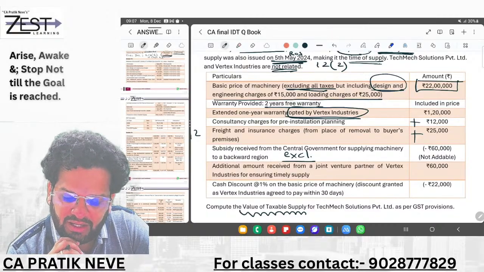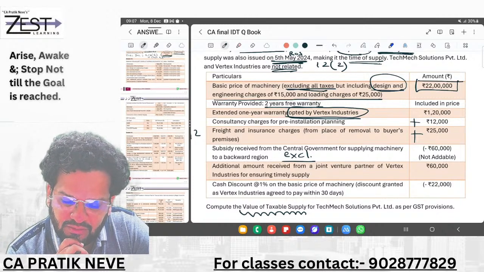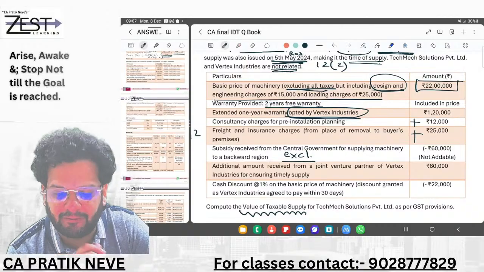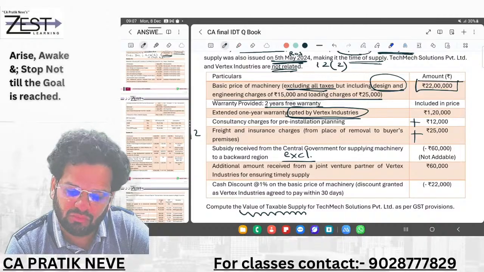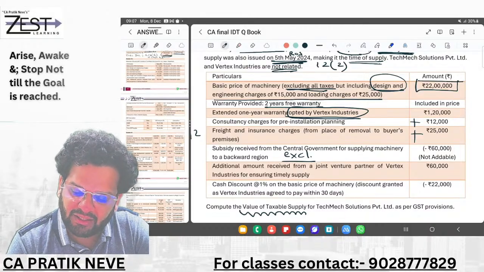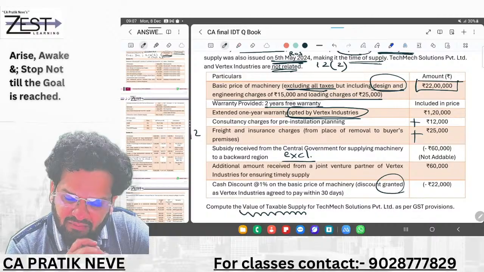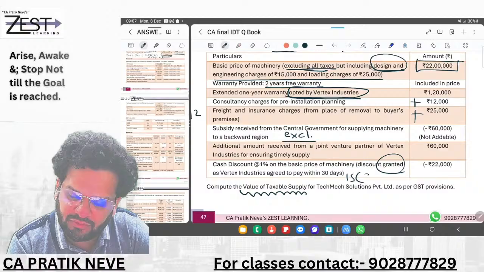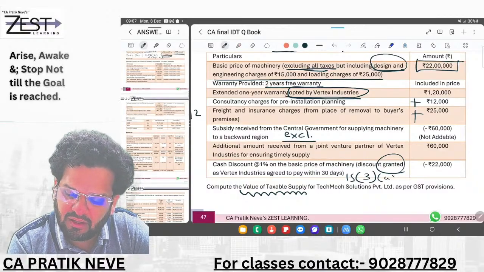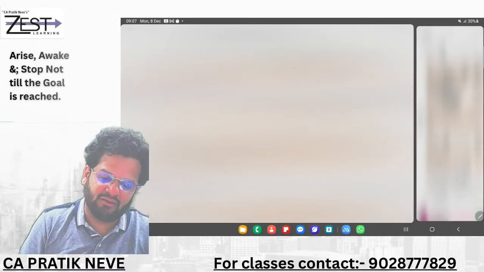Additional amount received from the joint venture partner of Vertex Industries for ensuring timely supply. Okay, so basically this is in relation to supply only. And then cash discount on the basic price, discount is given as they have agreed to pay within 30 days. So exclude discount as per 15(3)(a). So this way, do the adjustments and find assessable value.